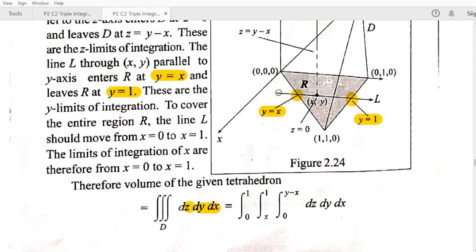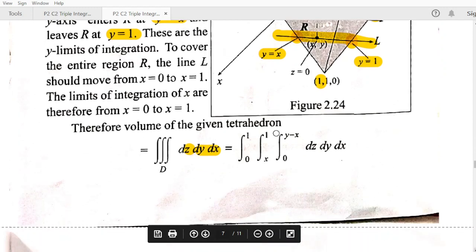Now by observing this particular line again, we'll be finding the limit of x. We see that this line L covers this region R when we shift it from this point to this point. At this point the value of x is 0, and at this point the value of x is 1. So we get that the limit of x is from 0 to 1.